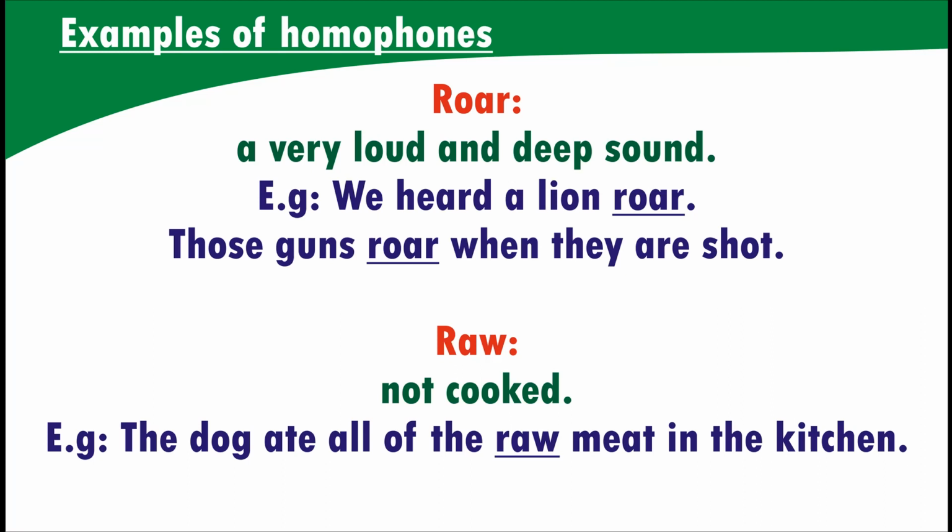R-O-A-R. The second word is raw, R-A-W. The same pronunciation anyway. It is an adjective and it means not cooked. Example: the dog ate all the raw meat in the kitchen. So both words are pronounced exactly the same way.